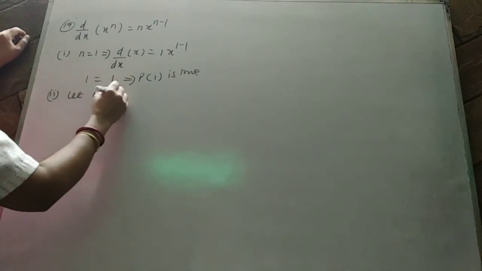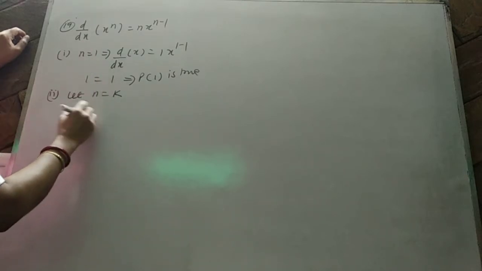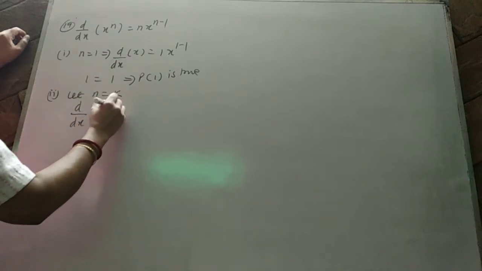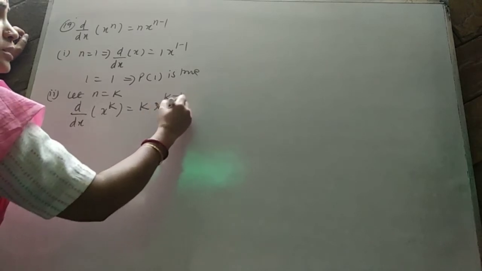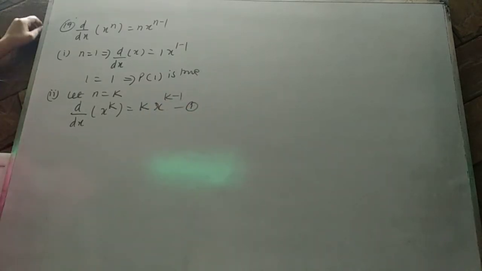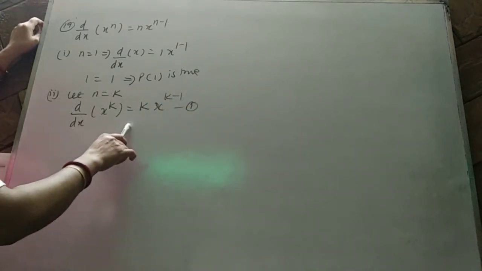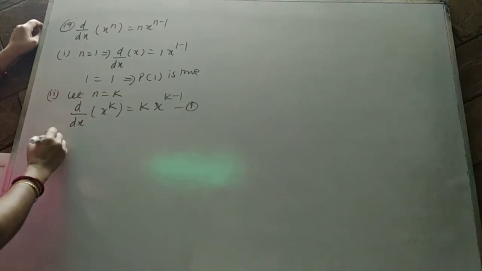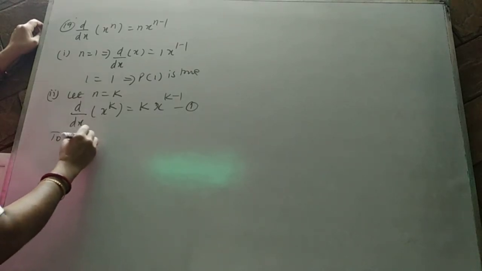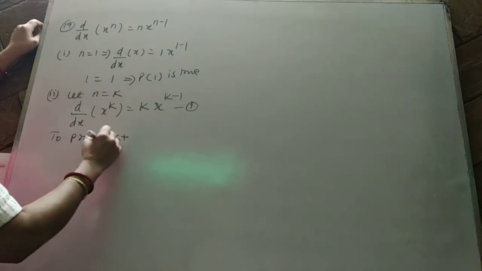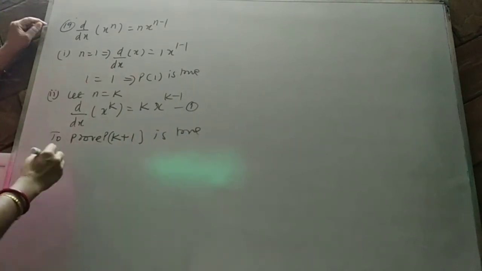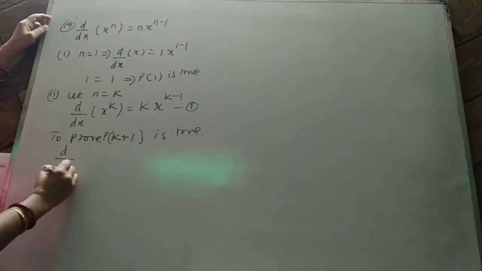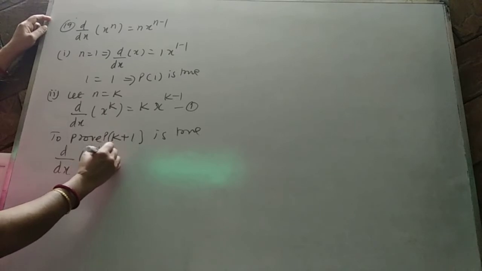So let n equal to k. So this implies d by dx of x power k is equal to k into x power k minus 1. I'm taking that as equation number 1. With the help of this one, we have to prove that P(k plus 1) is true. So what is k plus 1? That is d by dx of x power k plus 1.